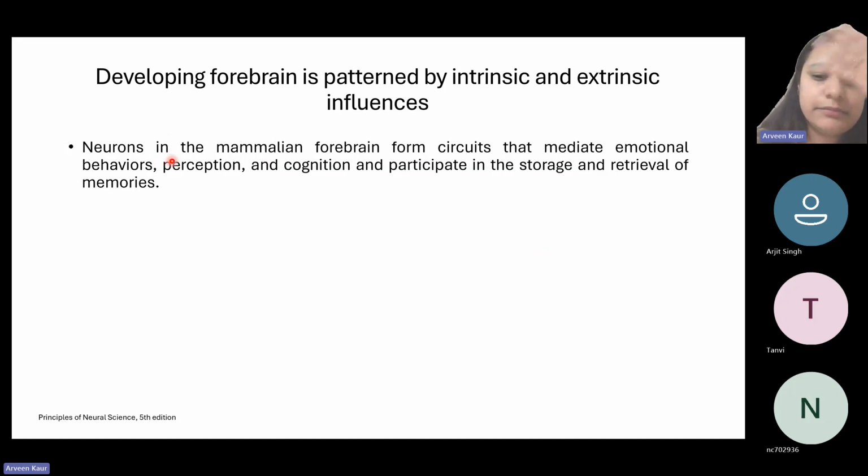The cerebrum region, right? So neurons in the mammalian forebrain form circuits that mediate emotional behaviors, perceptions, and cognition, and participate in the storage and retrieval of memories, right? So we know that this is a very important part of the brain, and it has the most to do with cognition or higher thinking in humans, right?